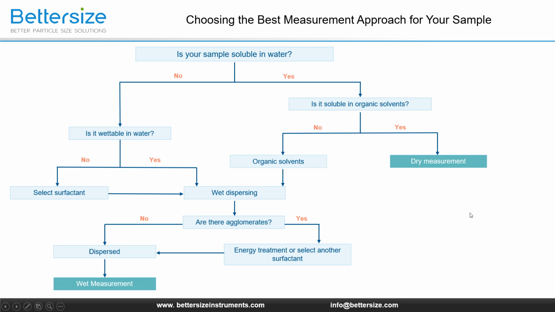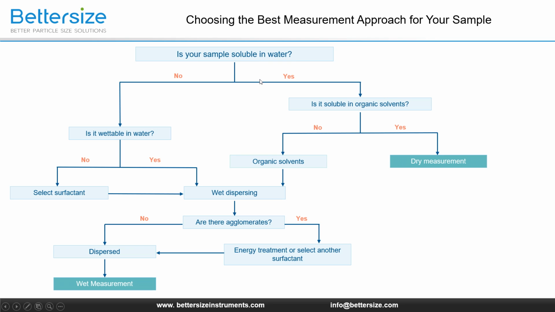Why does the Bettersizer 2600 provide so many dispersion modules? The answer is that the measurement approaches are so different because samples are different. And probably the biggest difference between measurement methods is dry and wet. It means deciding what dispersion medium you should choose for your sample.